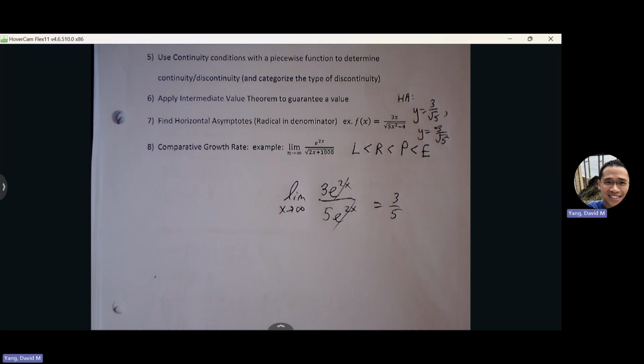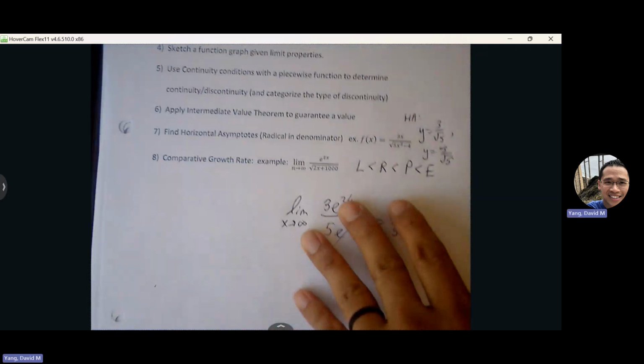All right, let's go to page 11. And yeah, we're going to practice some of these things that we didn't quite go through on Friday. So page 11.